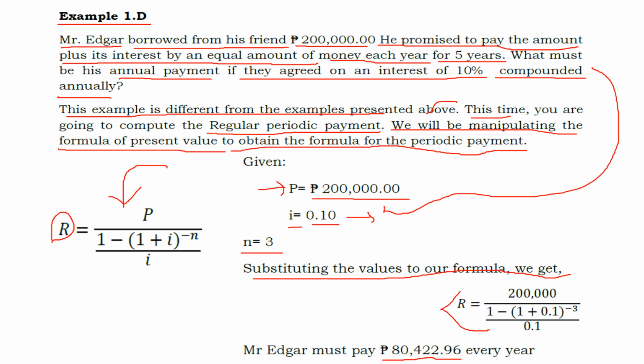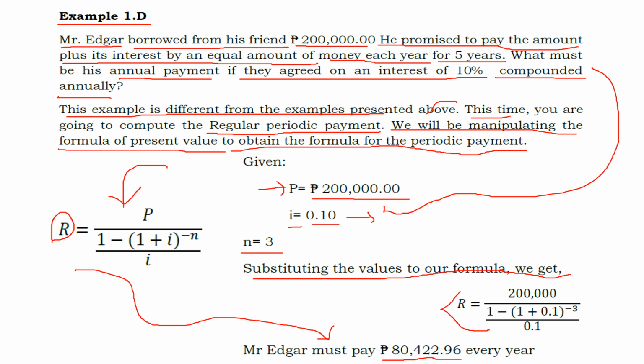And the resulting value is 80,422.96 pesos every year. So this will be the regular periodic payment which Mr. Edgar must pay every year. He needs to pay 80,422 pesos and 96 centavos every year. So that's how we compute for this given value.